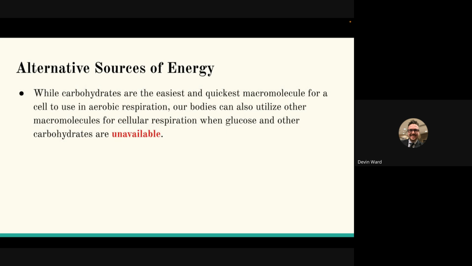Okay, so while carbohydrates are the easiest and quickest macromolecule and the most standard for a cell to use in aerobic respiration, our body also utilizes other macromolecules for cellular respiration when glucose and other carbohydrates are unavailable.